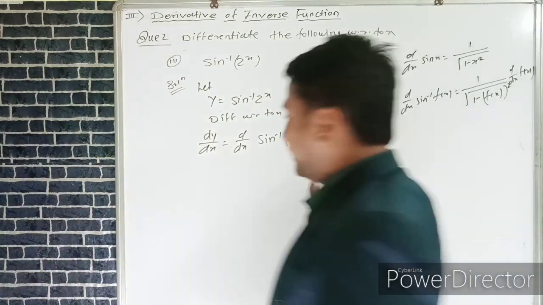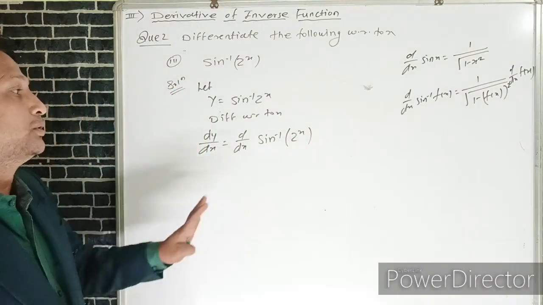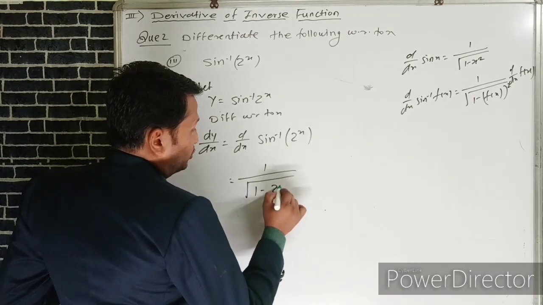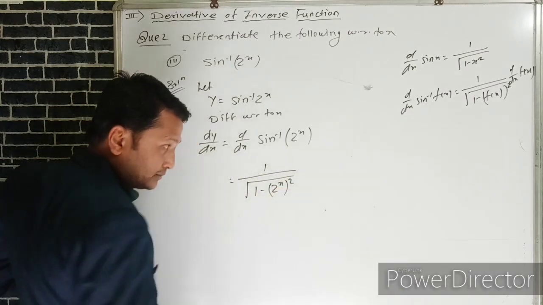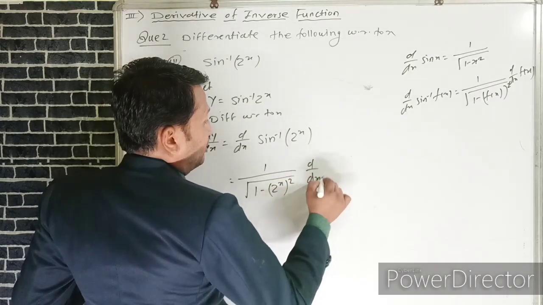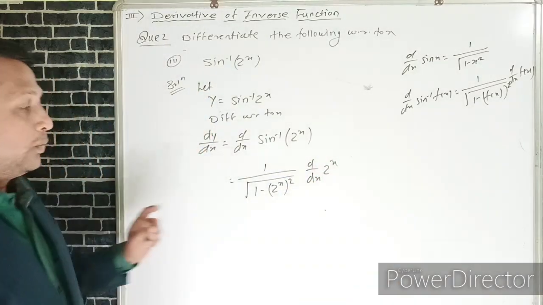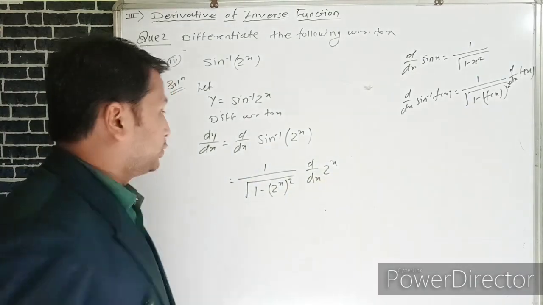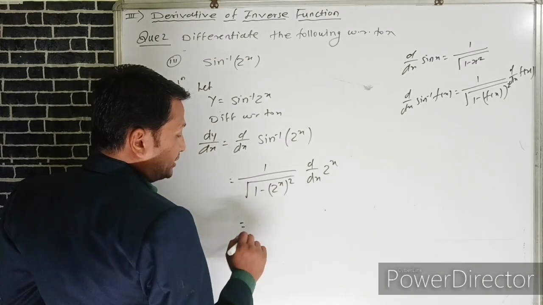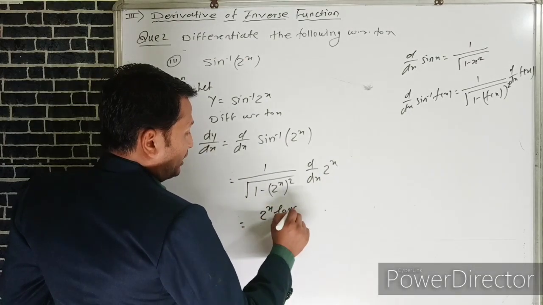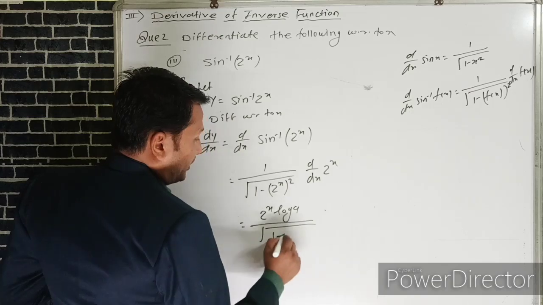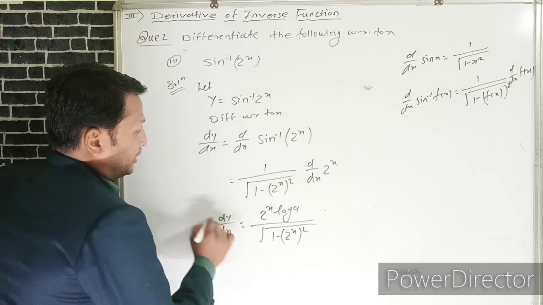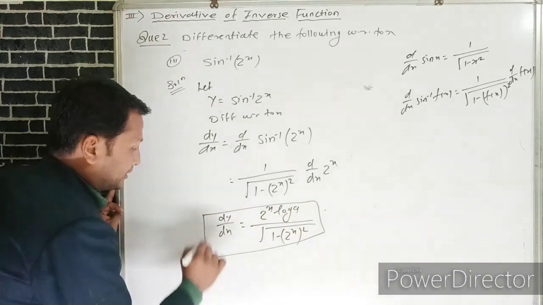By applying this rule we can write the derivative of sin inverse of 2 raised to the power x is 1 upon under root of 1 minus 2 raised to the power x whole bracket square, into again the derivative of 2 raised to the power x. We know that the derivative of a to the power x is a to the power x into log a. By applying this rule we can write the derivative of 2 raised to the power x is 2 raised to the power x into log a upon under root of 1 minus 2 raised to the power x whole bracket square, which is the required derivative of dy upon dx. You can write this.